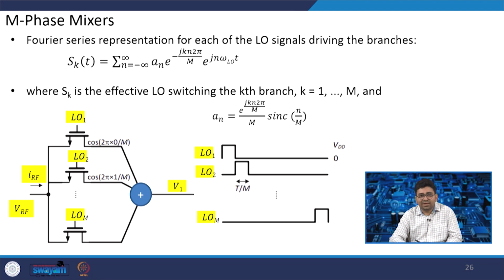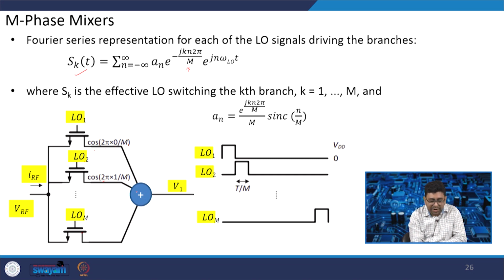Based on this, there is a possibility of making a mixer which is called the M-phase mixer. We can represent the Fourier series representation for each of the LO signals driving the branch, given by S_k(t) = sigma n from minus infinity to infinity a_n e^(-j n 2 pi / m), where m is any number of phases that we are interested in. We can decompose this into LO1, LO2 to LOM, that is cos 2 pi into 0 by m, cos 2 pi into 1 by m, and then it will go on.